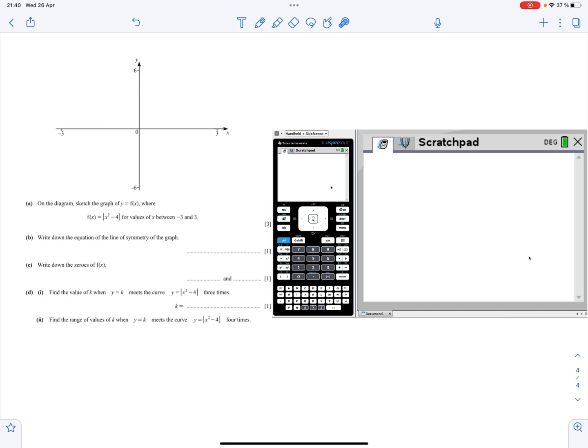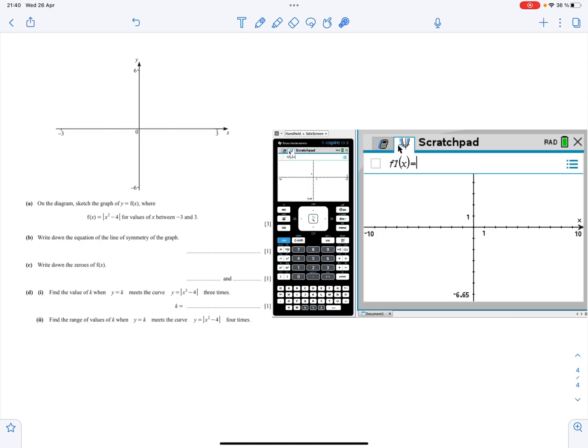Now we need to sketch the graph of y equals f of x, where f of x equals the absolute value of x squared minus 4, for x values between -3 and 3. Well, to sketch that, really, the thing to do is to dive onto our calculators and plot it. On the screen here, you can see that I'm on my calculator's scratch pad, my TI Nspire CX. In the upper left-hand corner of the screen, I can toggle between the calculator and the graph, so I'll go into the graph, and I now need to enter this equation.